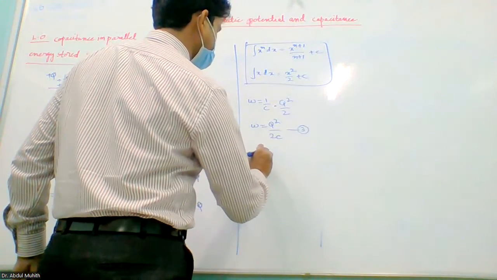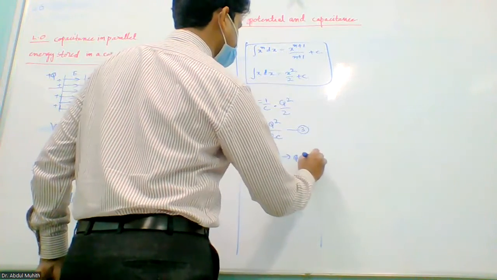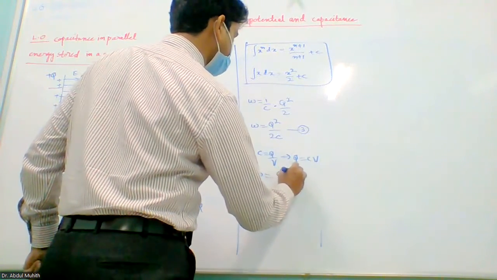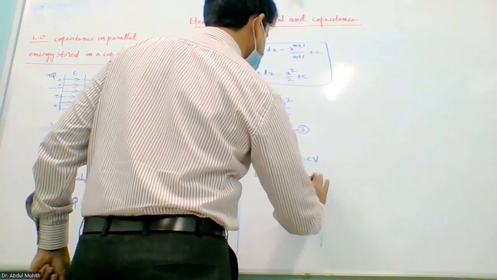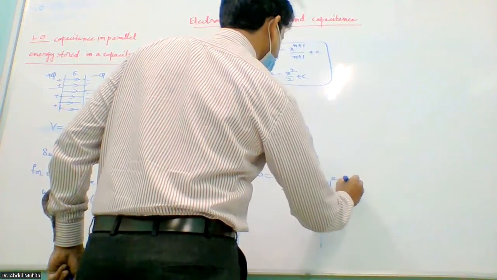So you know C is equal to q by V, which implies q is equal to CV. Substitute this here. W is equal to what? C square V square by 2C. So C and C will go away. Answer is 1 by 2 CV square. This is the fourth one.